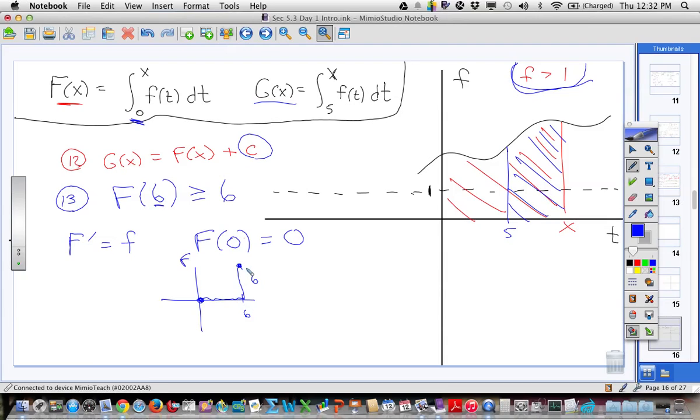Well, that's the part that we were talking about. You're right. Since f is always greater than 1, isn't it true that F of 6 really does have to be greater than 6? It won't be equal to. But isn't it okay to say that big F of 6 is greater than or equal to?